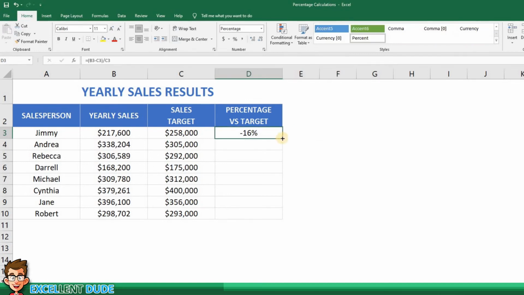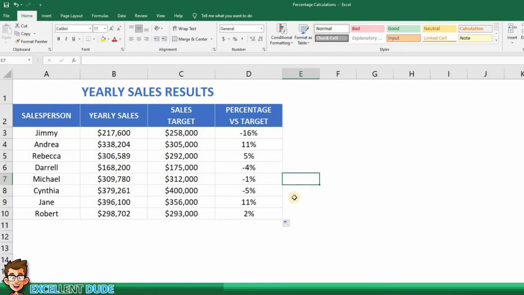I'll copy the formula to the remaining rows, and we can see that some salespeople were short of their target and some people had surpassed their targets.